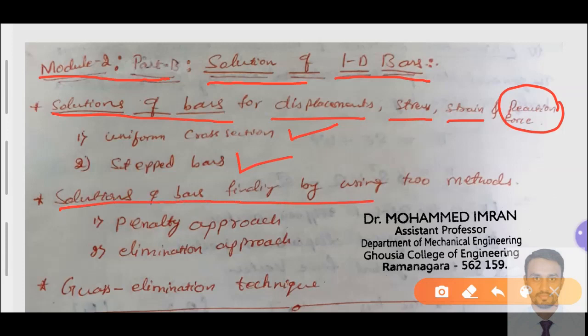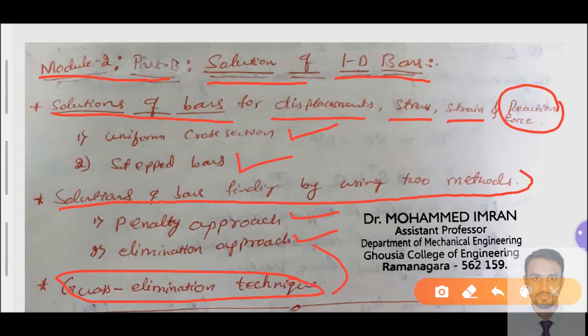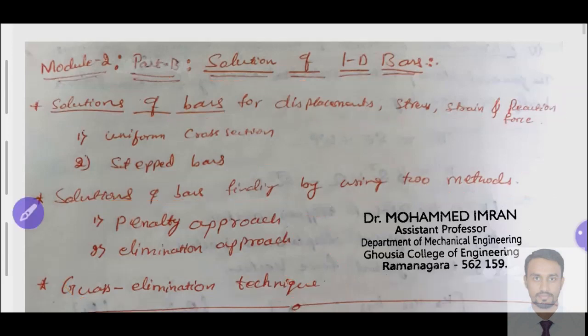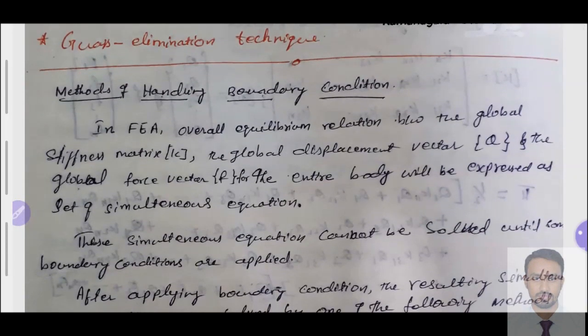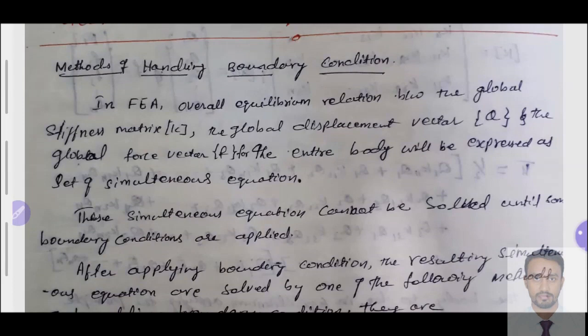Solutions of bars are found by using two methods. We are handling the boundary condition by using two methods. One is a penalty approach, another is an elimination approach. The Gauss elimination technique is used to get an idea about this elimination approach, while we solve the problem, on how to apply this elimination method. So as per the syllabus, these contents have been given, to get an idea of how we are handling the boundary condition to solve the bar problems.